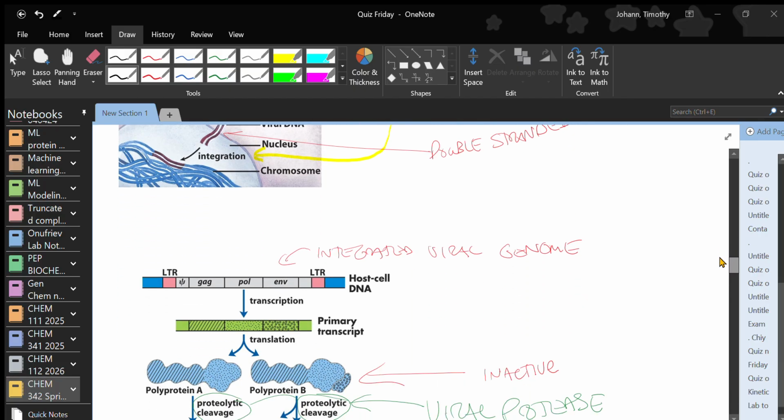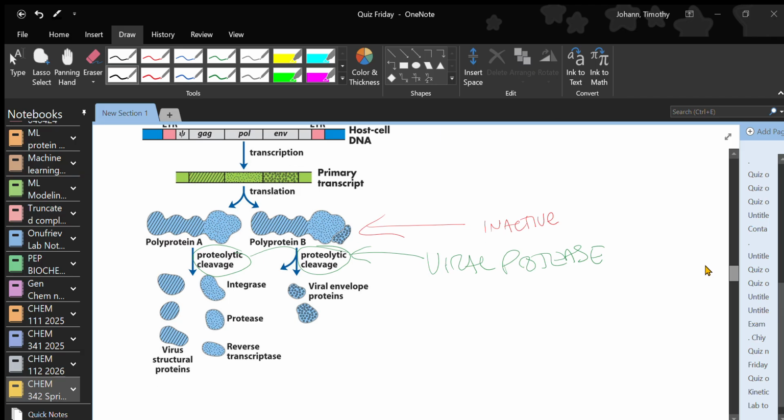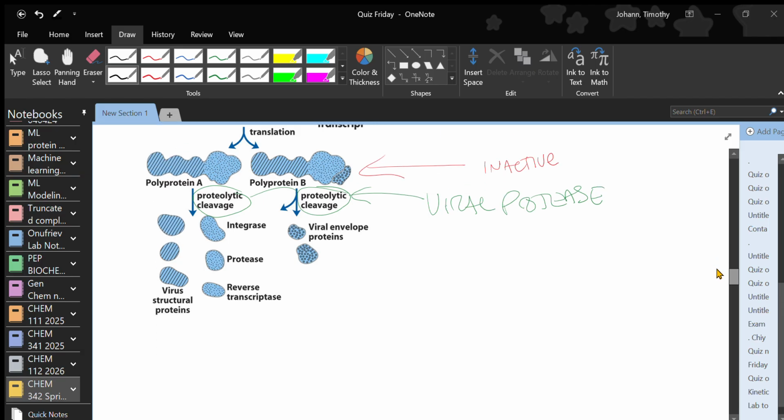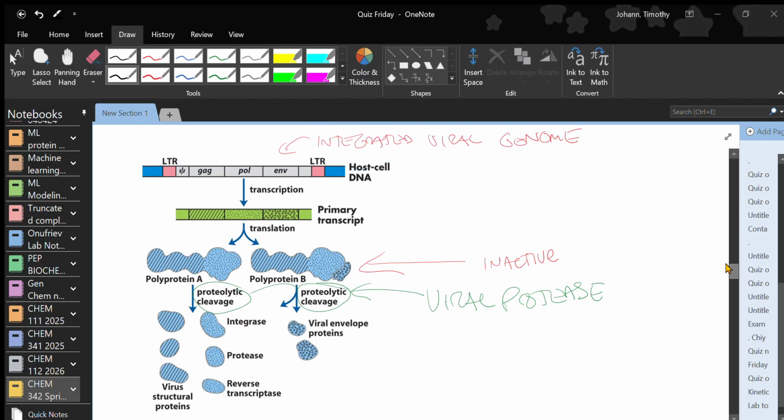From the scientific perspective, cool stuff. From the health perspective, not so much.